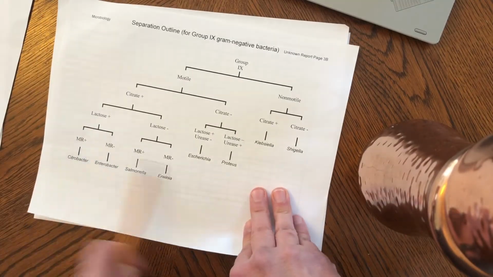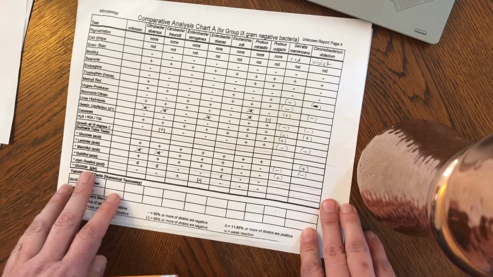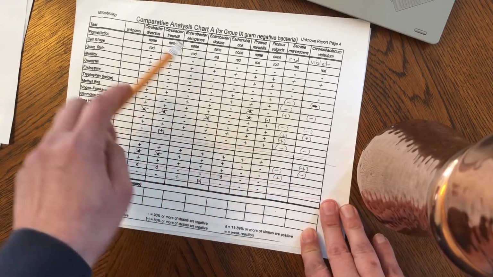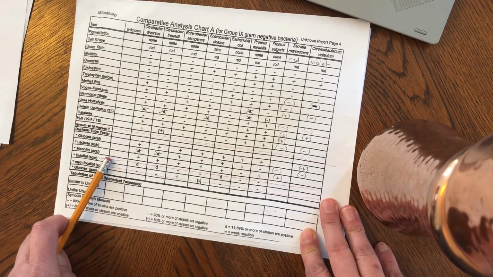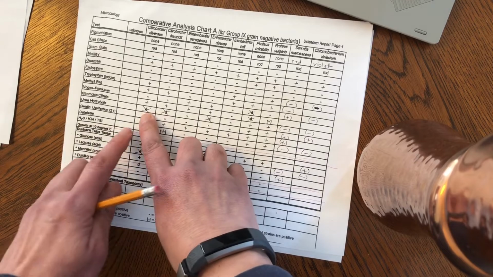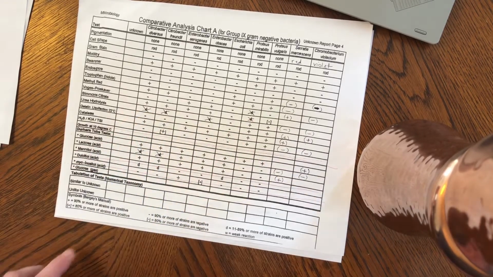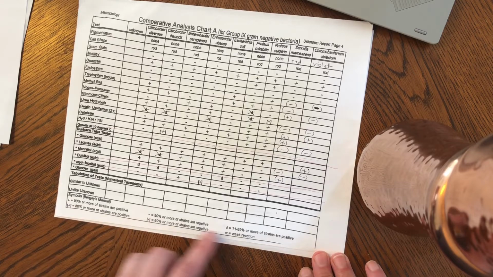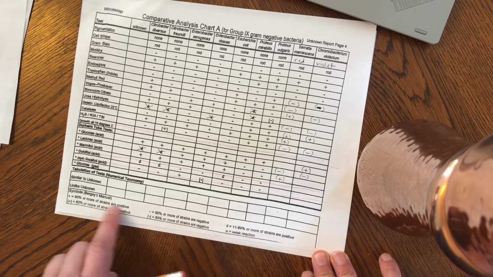Okay, so you end up in group 9. You have this handout that I am giving you. I filled out all of the test results for all of the bacteria in group 9. Notice here, there are some Ds. Ds mean that there is an 11 to 89% or more of strains are positive if you get a D.